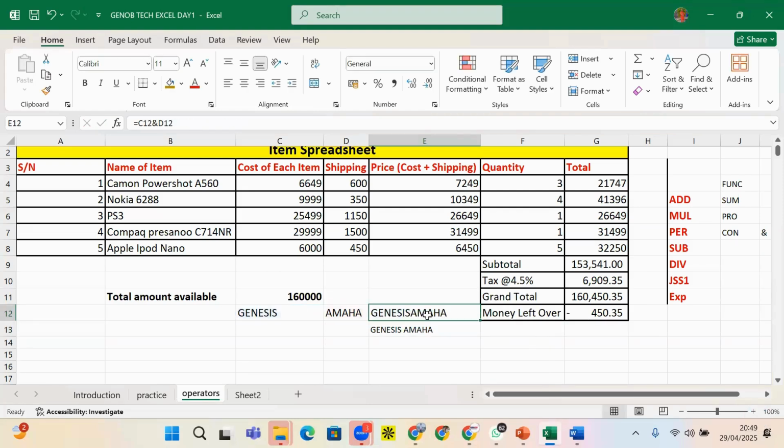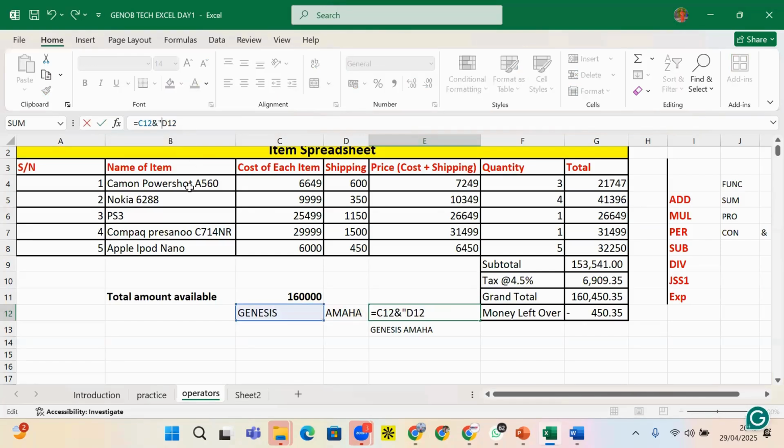Genesis and Maha. But I'm saying I need to create a space between Genesis and Maha. How do I create that space? I use the space operator, which is double quote, and I space. I enter another double quote to close the space, right? Then, if I leave it like this, it will not work because I'm concatenating three things here. I'm concatenating C12, space, and D12.